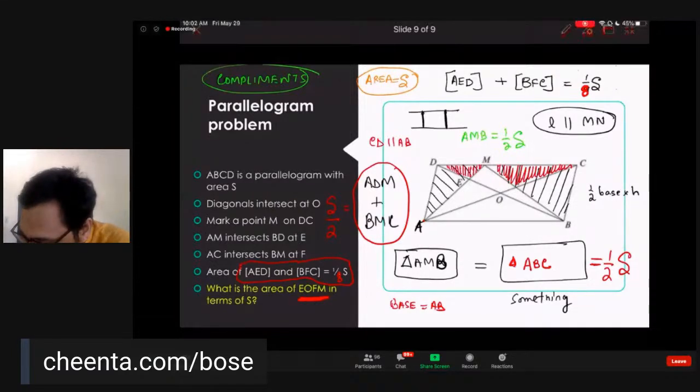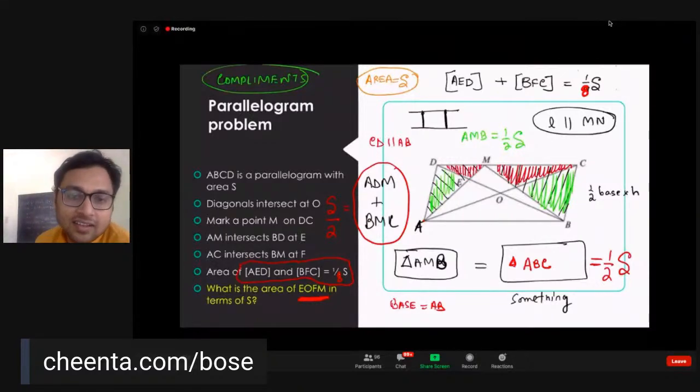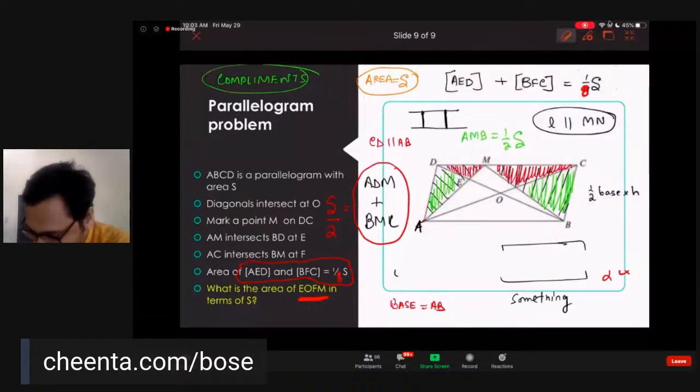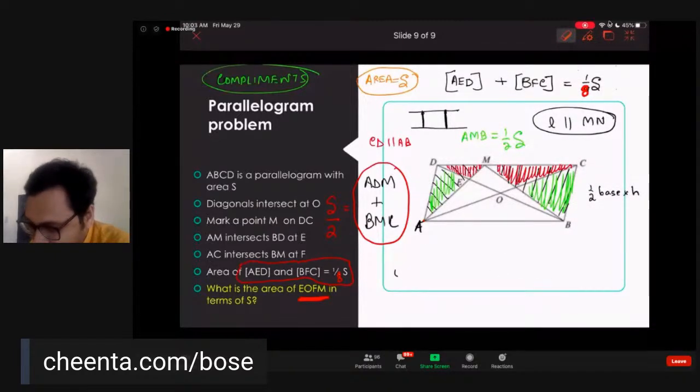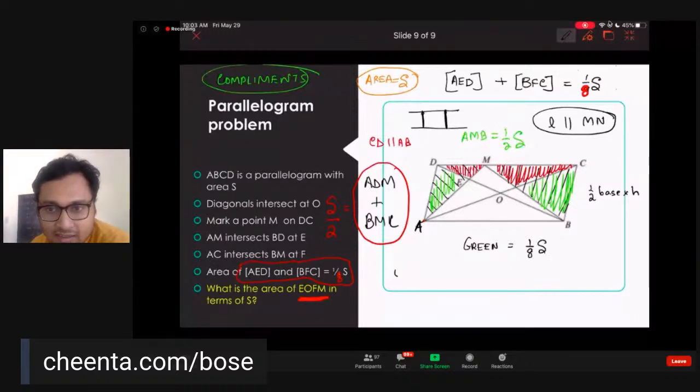See, we already know, maybe I can do this in green. So according to the problem, what is the area of the green? Green is 1/8 of S. We want to find the red.